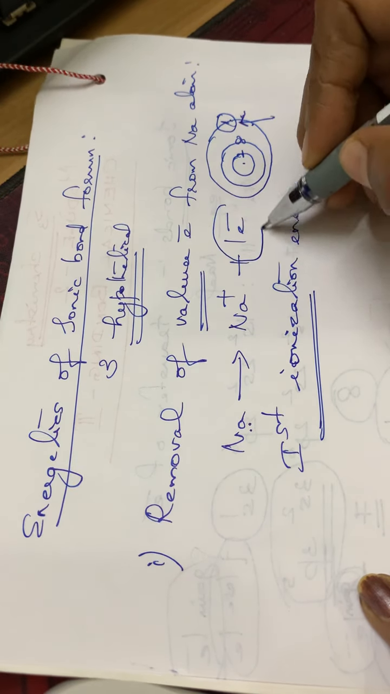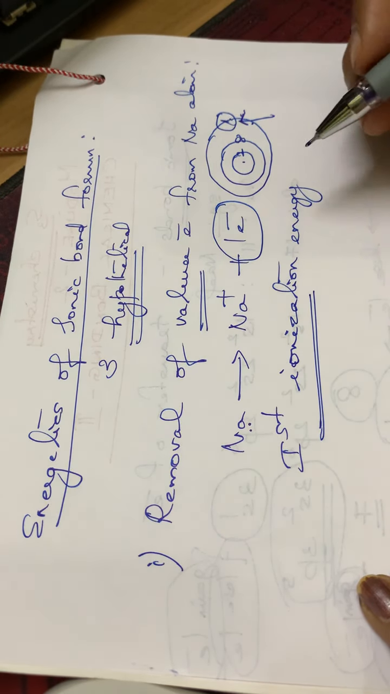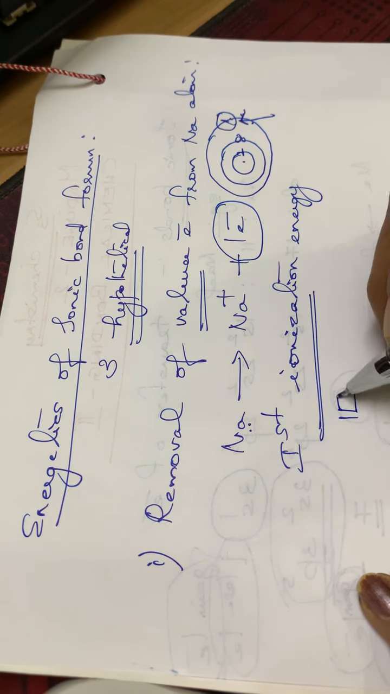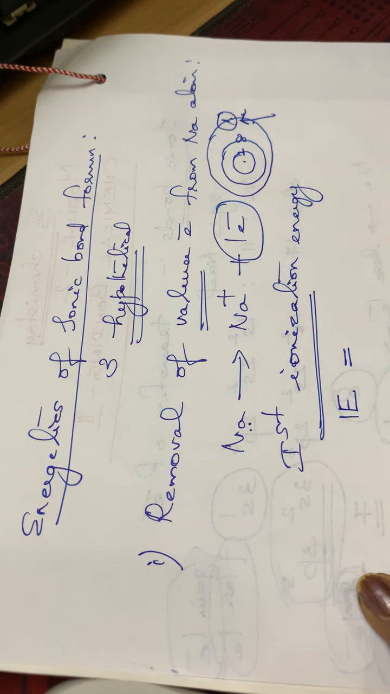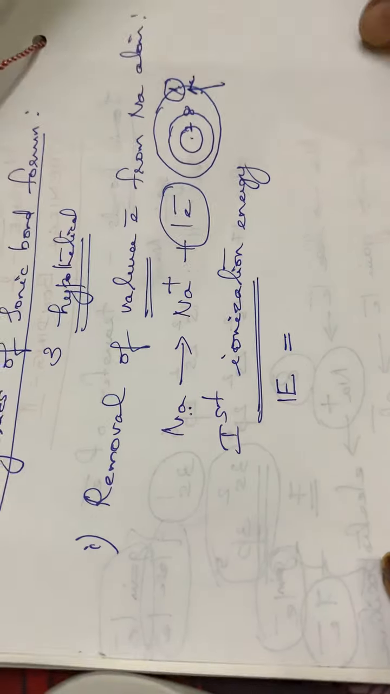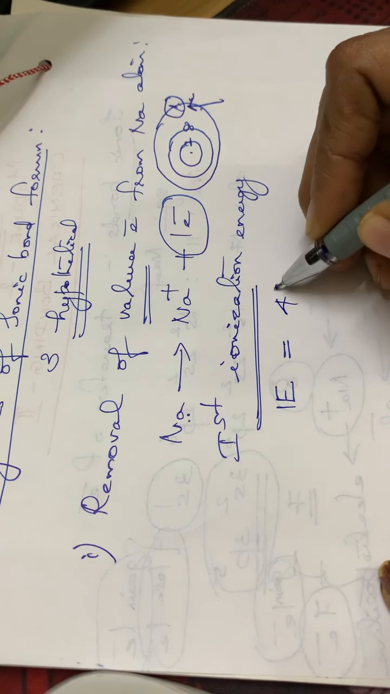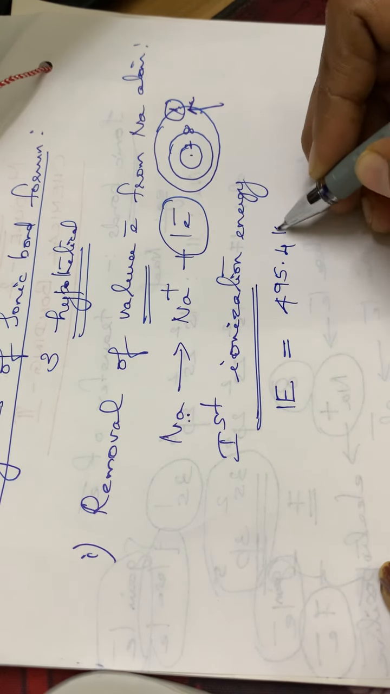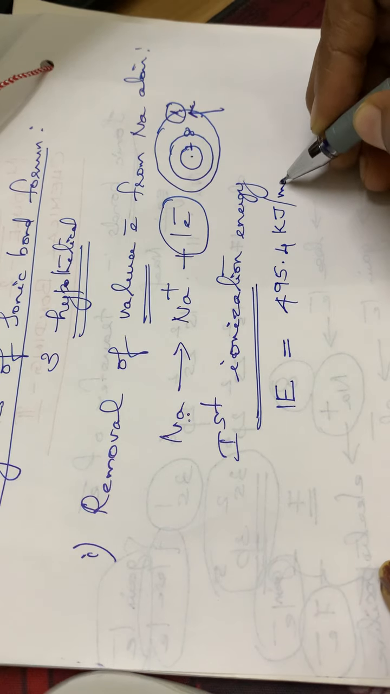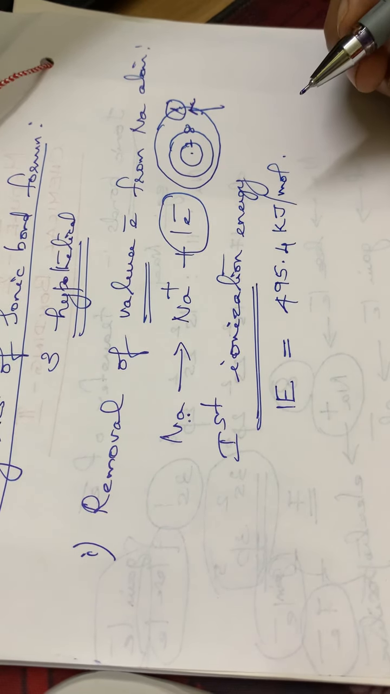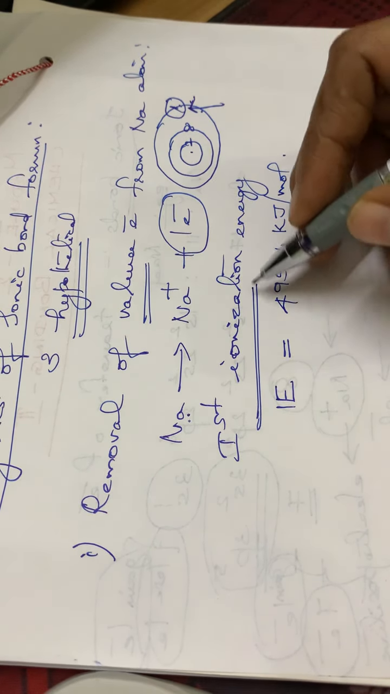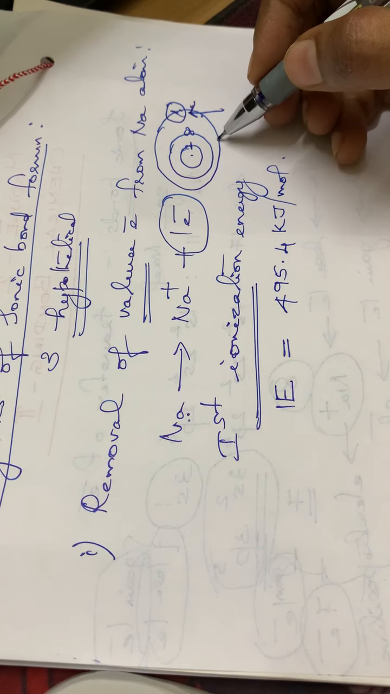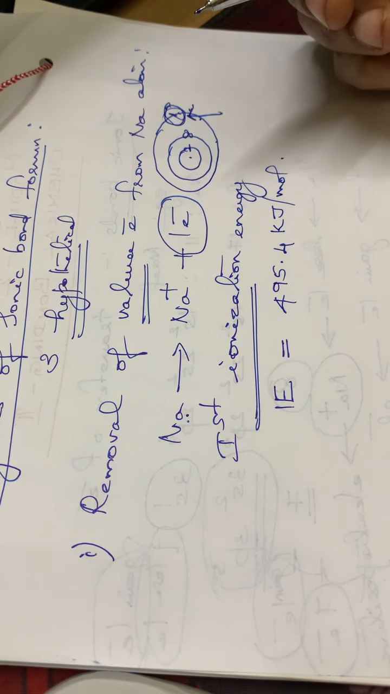So here, for removing 1 electron, the energy required is the ionization energy, normally denoted as IE. The ionization energy required is equal to 495.4 kilojoules per mole. Okay, the ionization energy required is this much. So this much energy we have to supply to this sodium atom in order to remove the outermost electron.